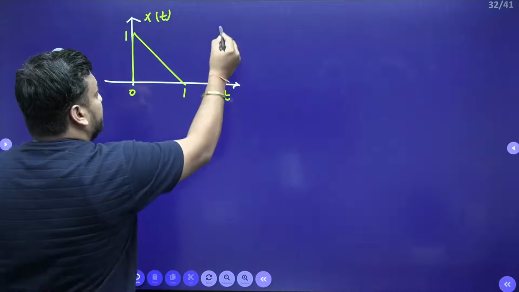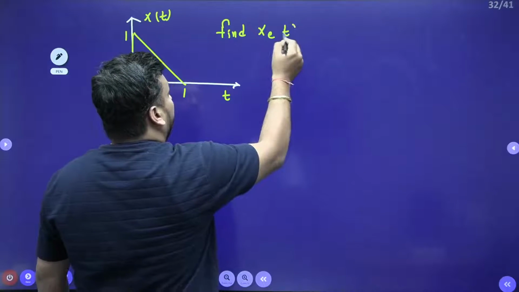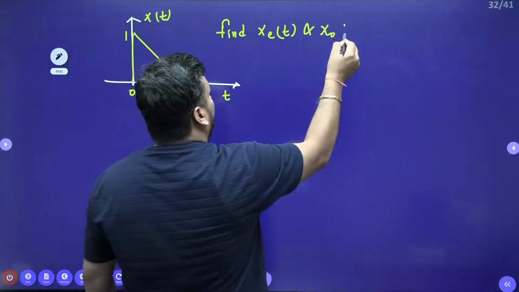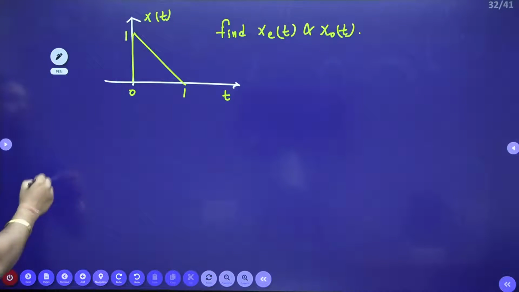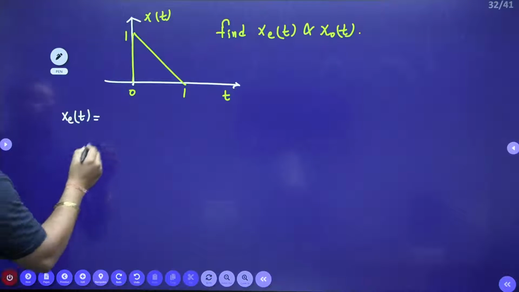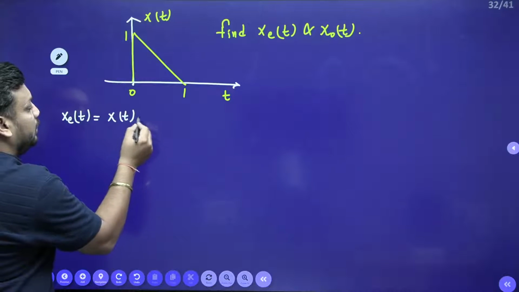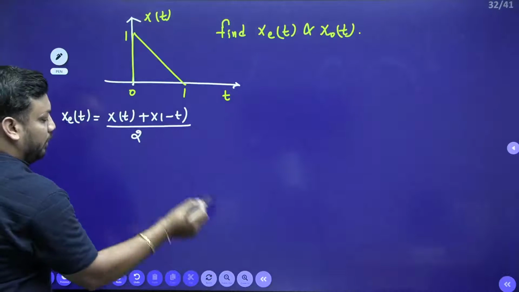And the question is: find x even component of t and x odd component of t. Find the even component and the odd component. So how will you get it? Mathematically you write, sir, x even part of t is equal to x(t) plus x(minus t) upon 2.